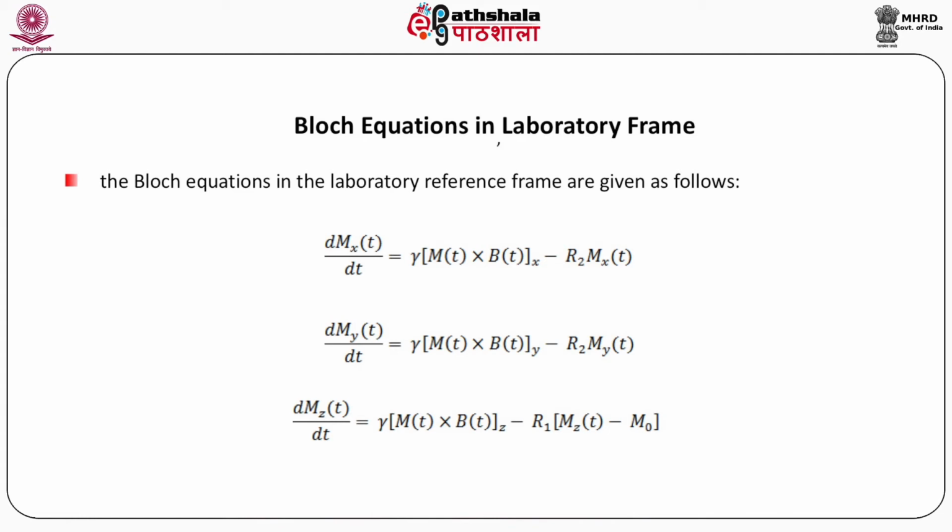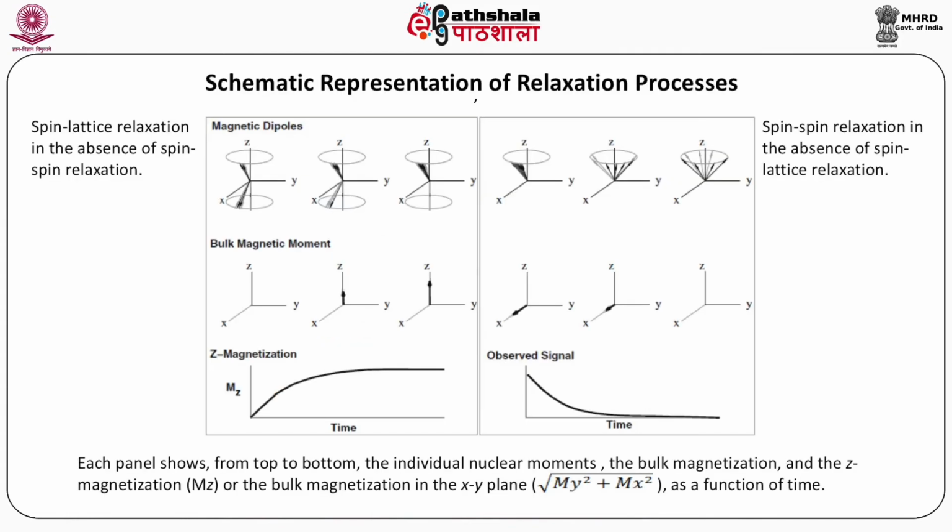The Bloch equations in the laboratory frame are given as follows: dMx(t)/dt is equal to gamma [M(t) cross B(t)]x minus R2 Mx(t); dMy(t)/dt is equal to gamma [M(t) cross B(t)]y minus R2 My(t); and dMz(t)/dt is equal to gamma [M(t) cross B(t)]z minus R1 [Mz(t) minus M0]. Schematic representation of the relaxation process.